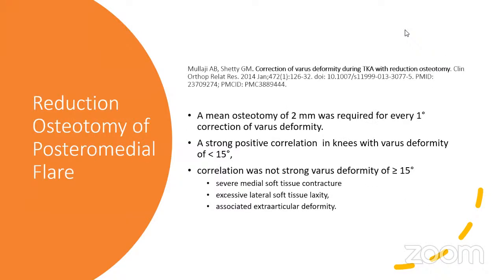Mulaji et al., in 2014, in their paper called Correction of Varus Deformity during TKA using reduction osteotomy, were able to achieve a correction of 1 degree with every 2 mm of osteotomy. This positive correlation was significant only in knees with less than 15 degrees of varus, because knees with varus deformity of more than 15 degrees were associated with severe medial soft tissue contracture, excessive lateral soft tissue laxity, and associated extraarticular deformity.